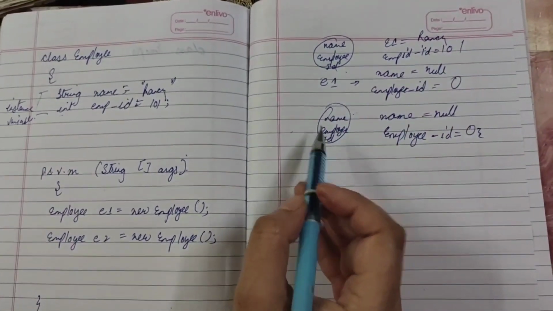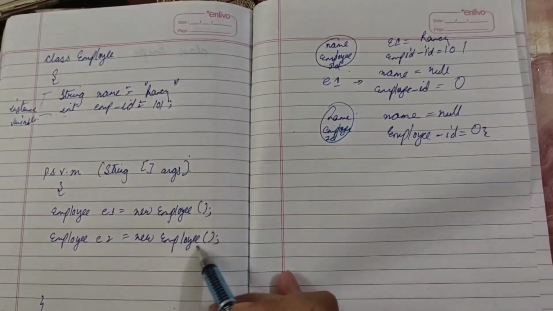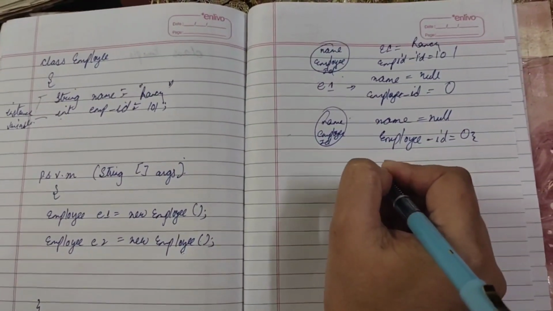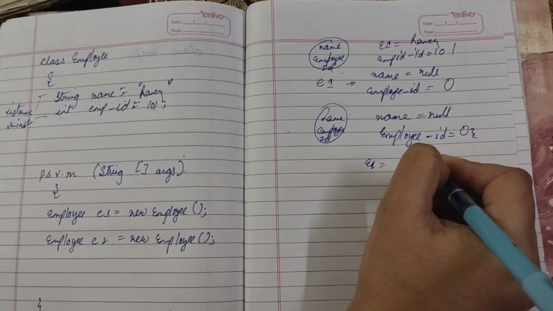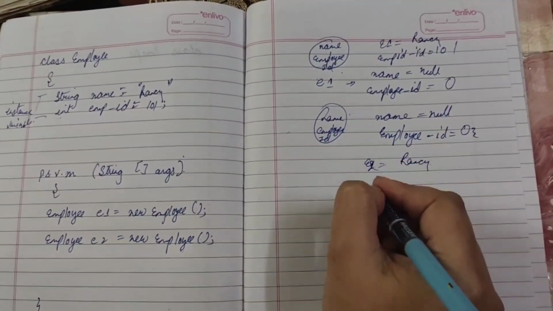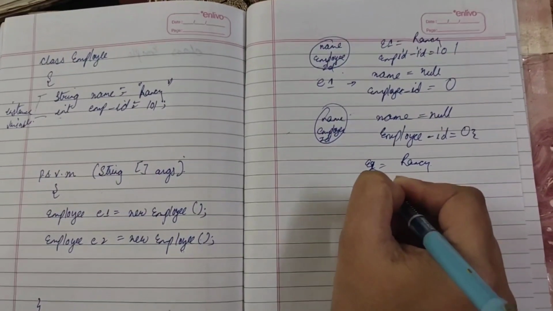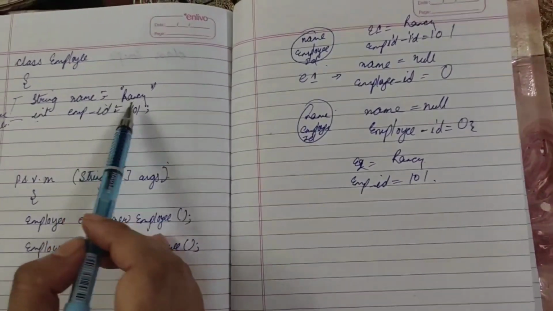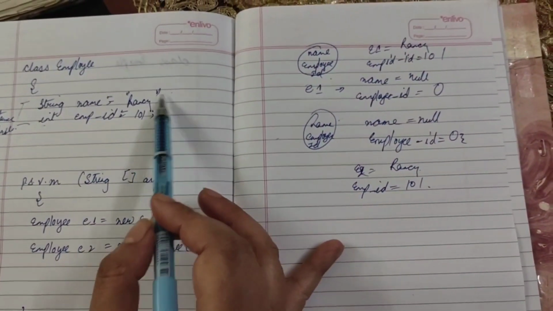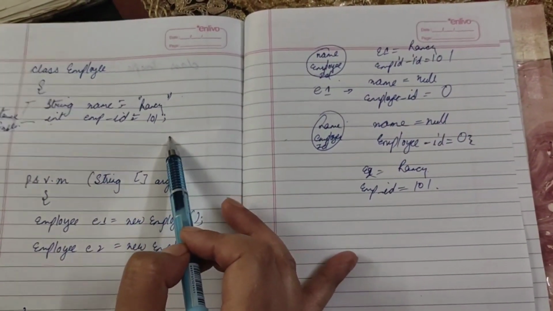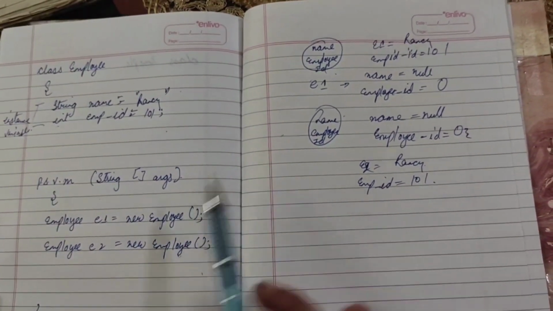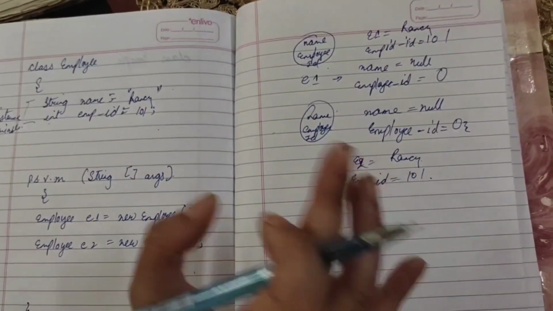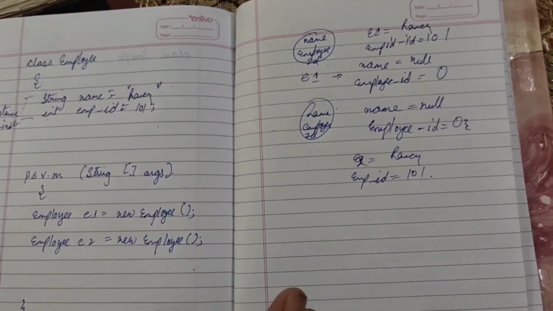But as we are using instance variables, for E2 also the output will be the same: E1 Rancy only, E2 Rancy only, and employee ID 101 only. The reason is that we are initializing the value of the string name as Rancy and employee ID as 101. However many objects we use, every time you will get the same output.